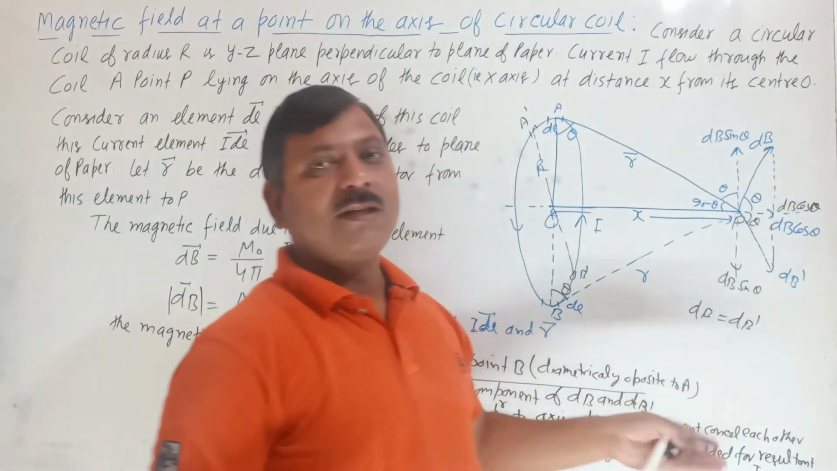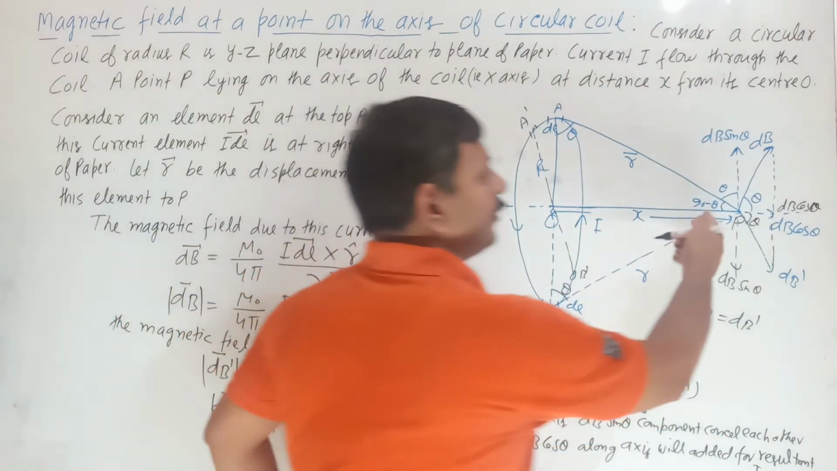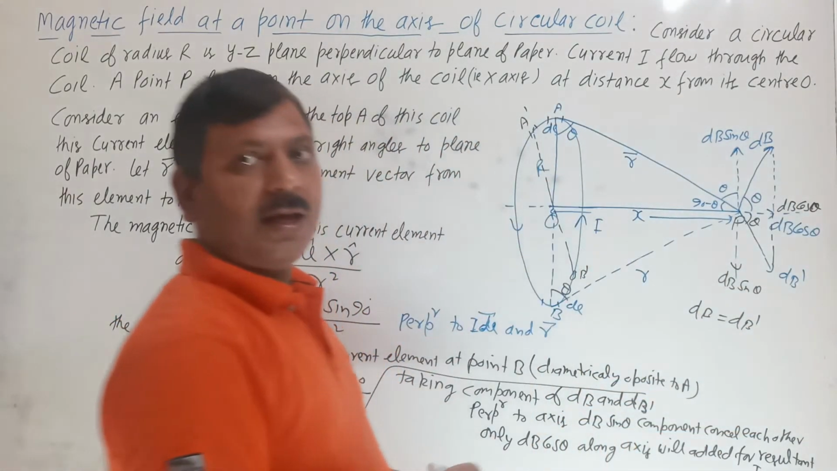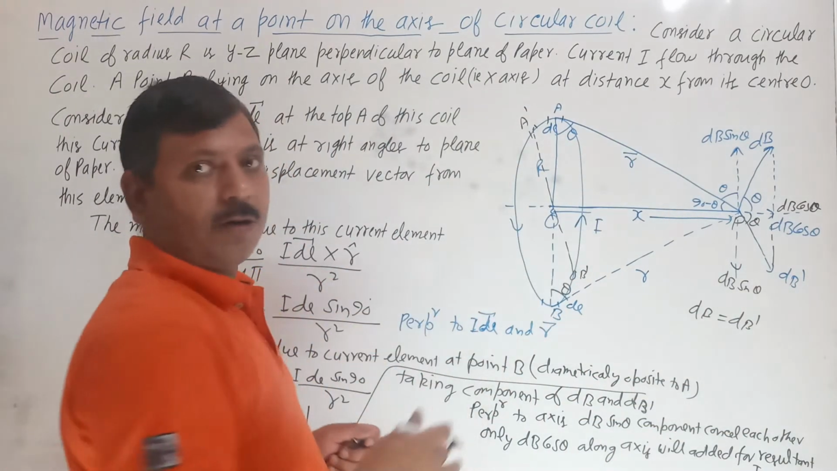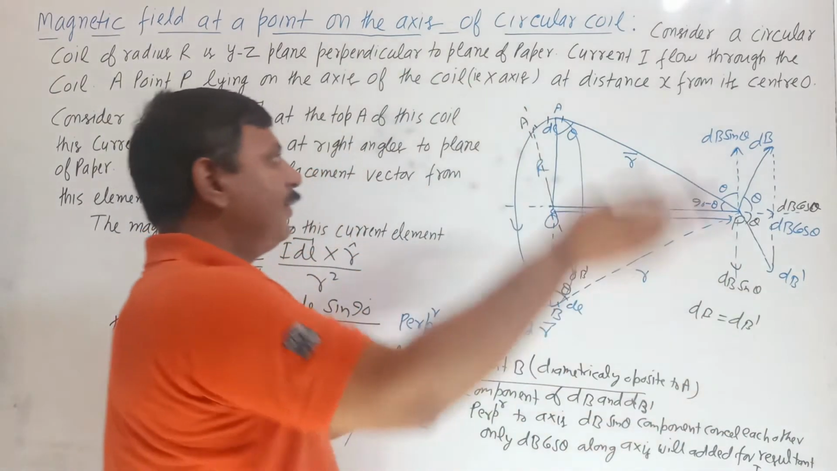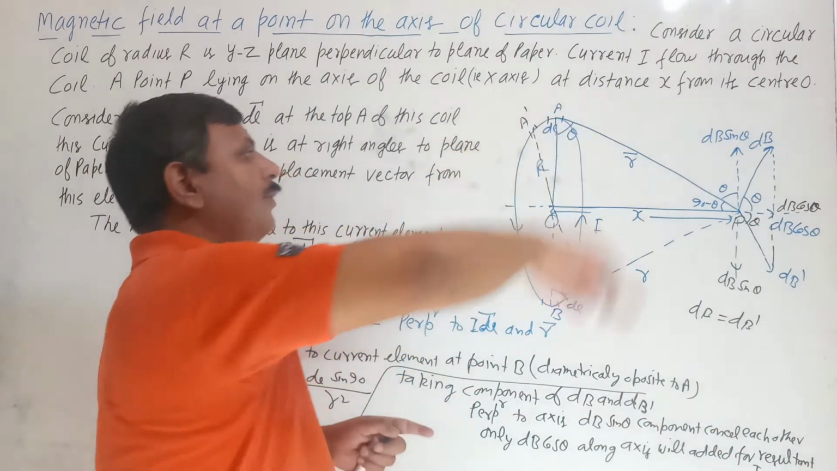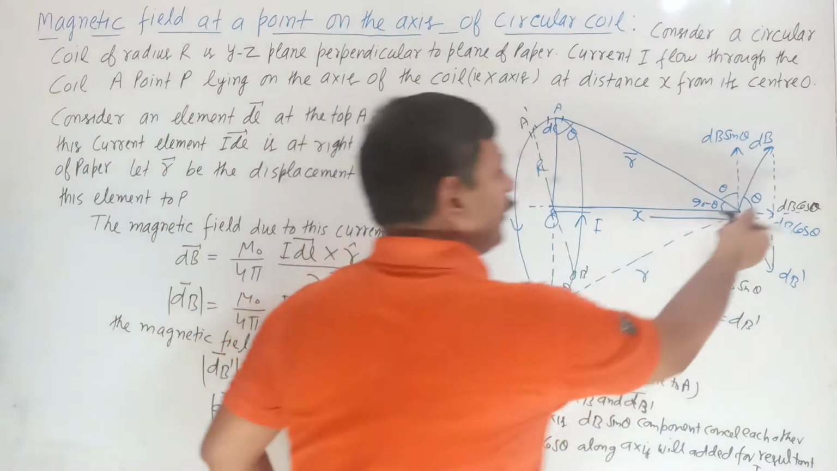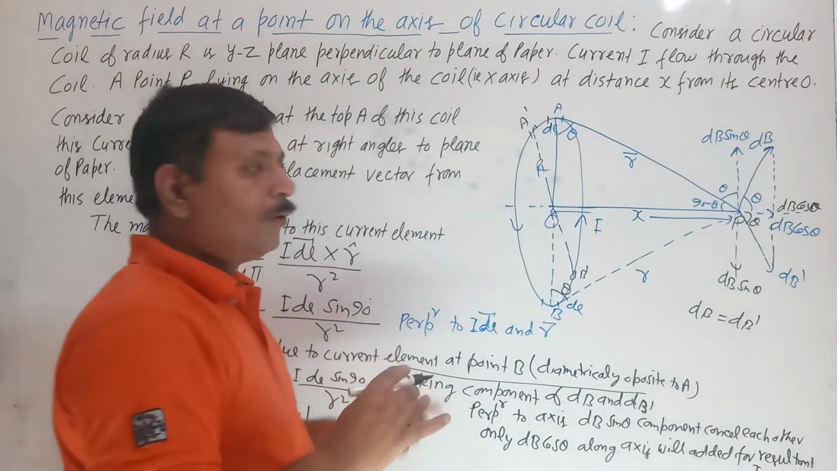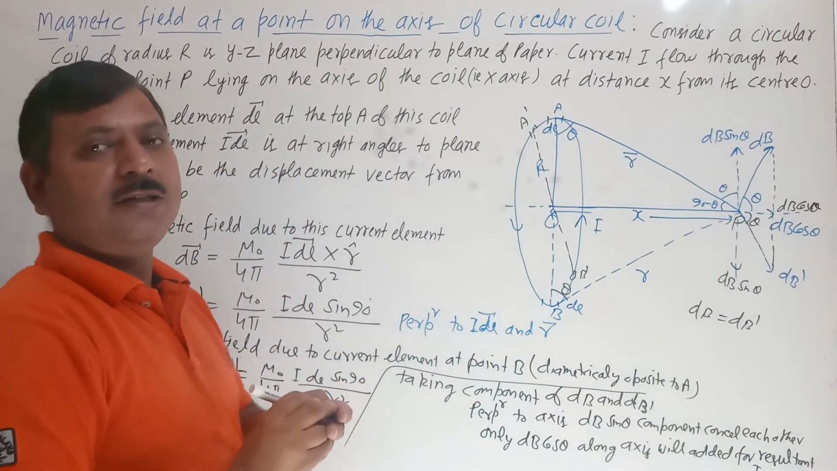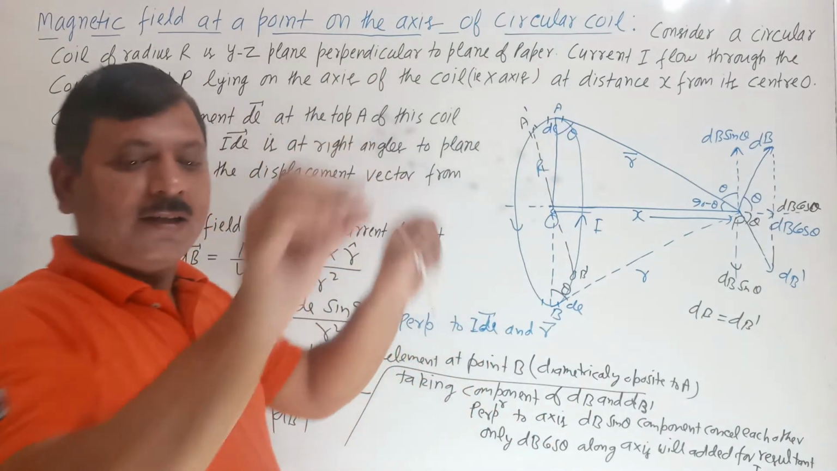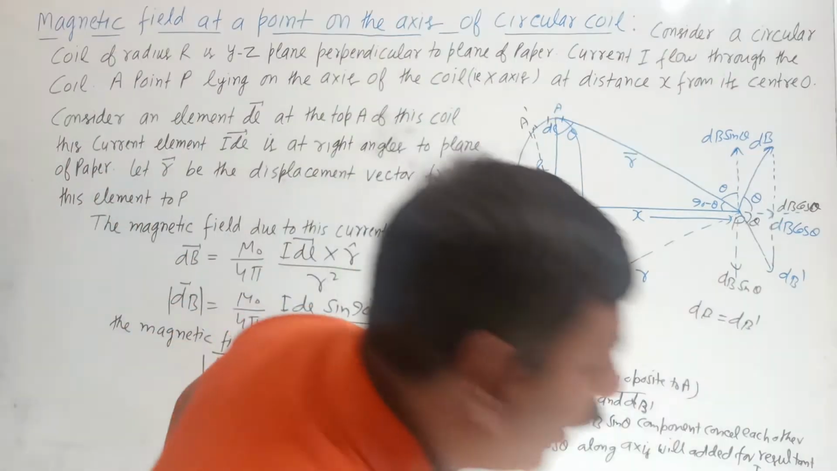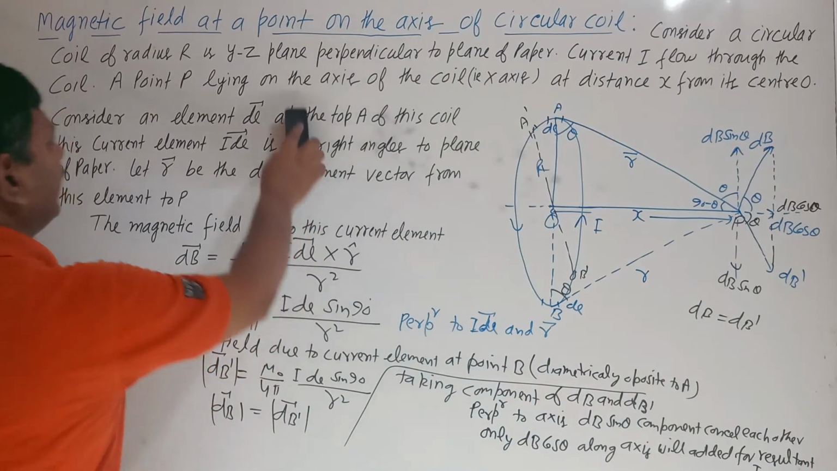So dB sin theta will cancel, and only the dB cos theta component will be along the axis of the coil, outward for anti-clockwise current. If the direction is reversed, it will be inward. So only dB cos theta components will remain for all current elements of the circular coil. So what will be the resultant intensity?